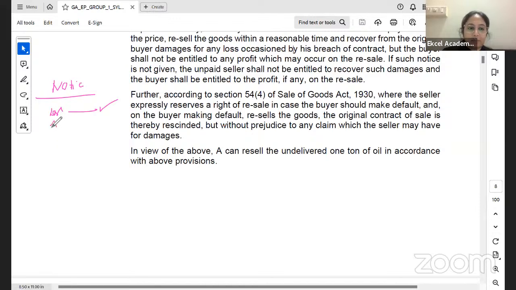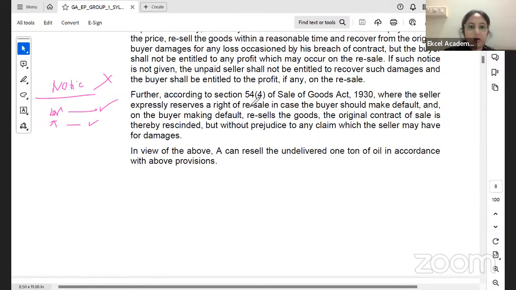And if there is any profit, I can enjoy it. In the same manner, if notice is not given, then if there is any profit, I have to give it to you. And if there is any loss, I cannot recover it from you. So notice plays a very, very important role here that you have to mention.